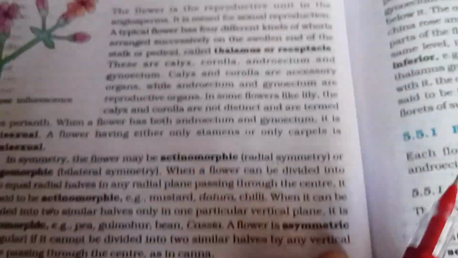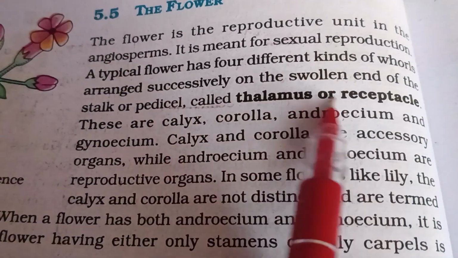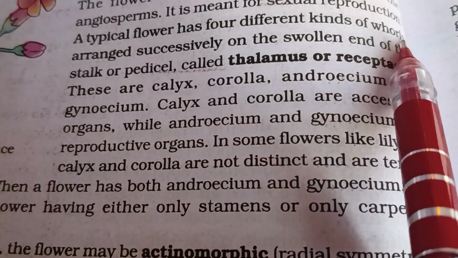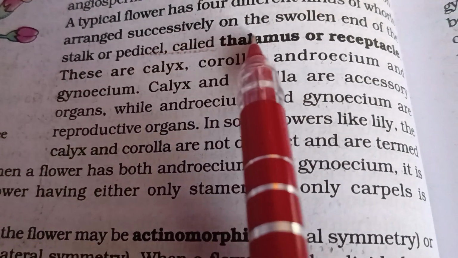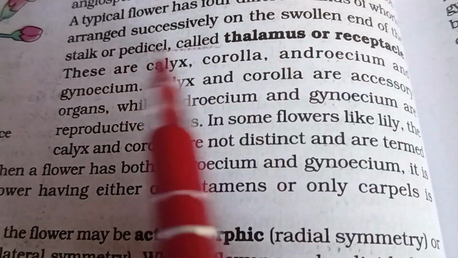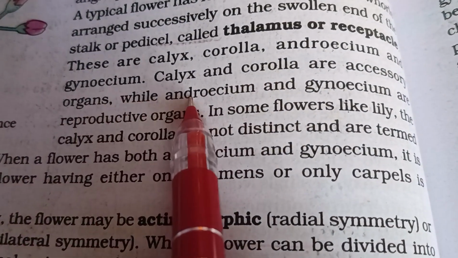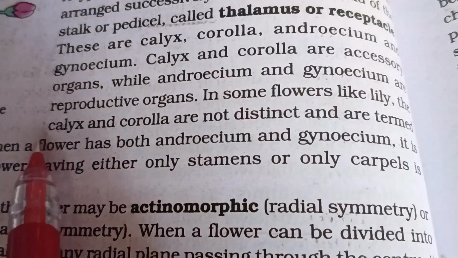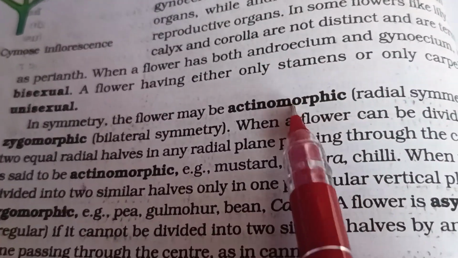Now let's talk about flower. The flower is the reproductive unit in the angiosperms. It is meant for sexual reproduction. A typical flower has four different kinds of whorls arranged successively on the swollen end of the stalk or pedicel, called thalamus or receptacle. So these are calyx, corolla, androecium, and gynoecium. Calyx and corolla are accessory organs, while androecium and gynoecium are reproductive organs. In some flowers, like lily, the calyx and corolla are not distinct and are termed as perianth.